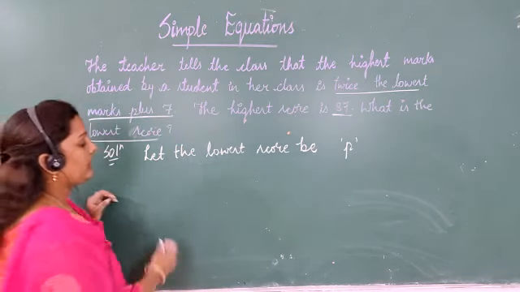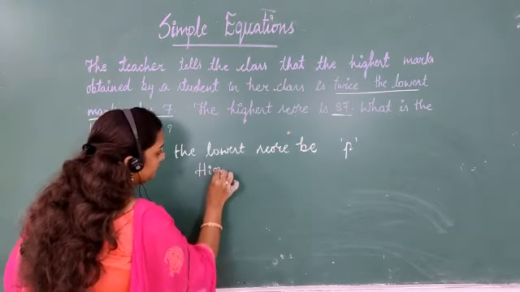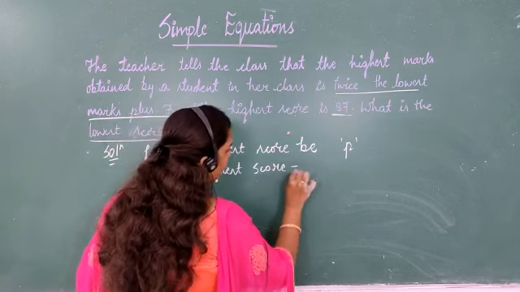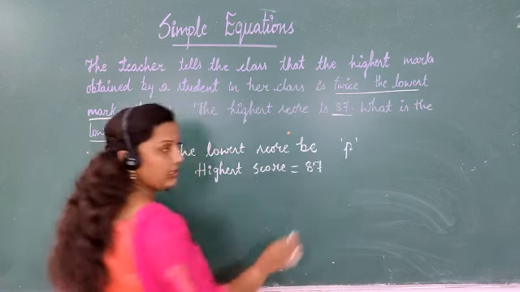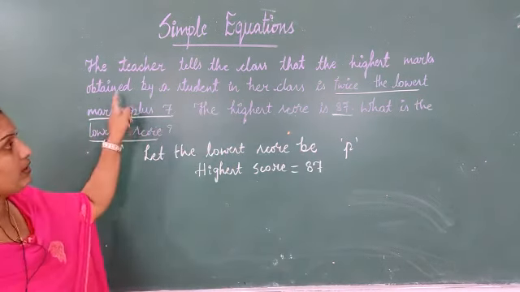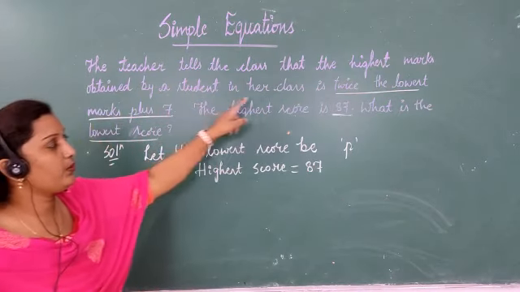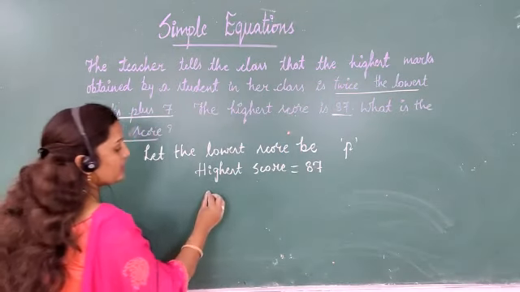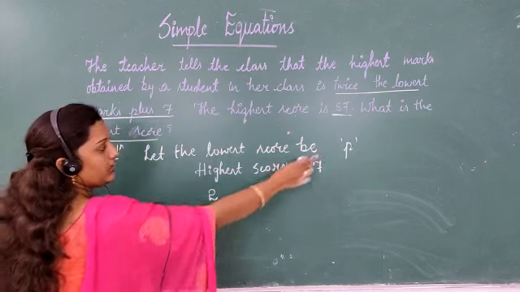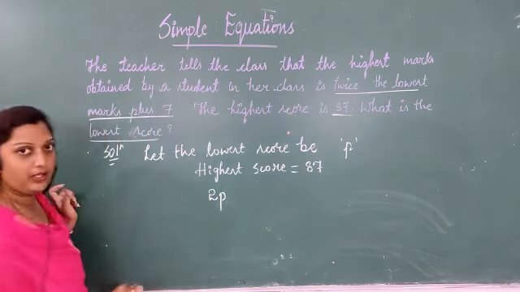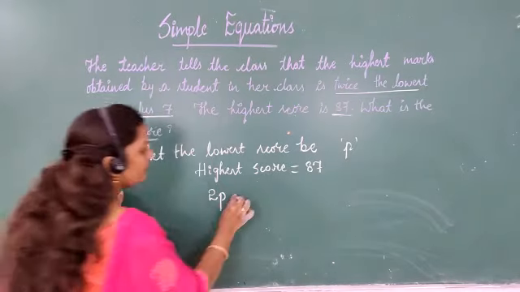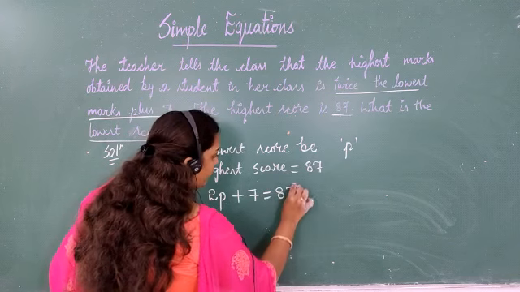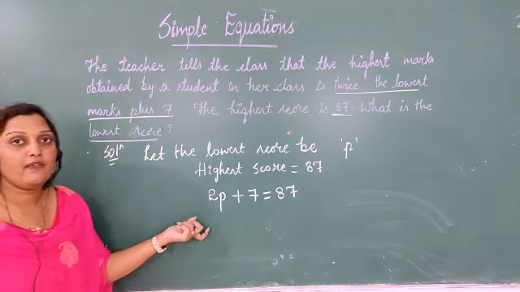Lowest score be p. What is the highest score given in the question? Highest score is equals to 87, correct? And one condition is also given. Highest marks obtained by student is twice the lowest score. Twice the lowest score means 2 times the lowest score p, plus 7. So 2p plus 7 is equals to how much? 87. So this is the setting up of the equation.